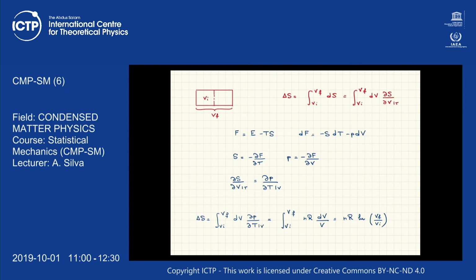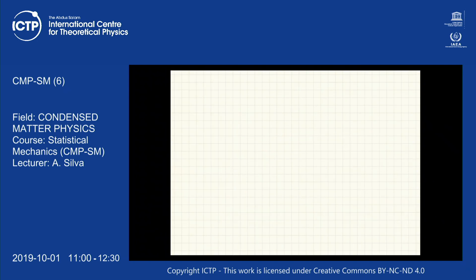Very simple calculation. So that's one possible application of all this. Let us try to do another one, the last one. Suppose that we have two systems that are in contact with each other. One system has an energy E1, number of particles N1, and a volume V1. The other one has an energy E2, number of particles N2, and a volume V2.